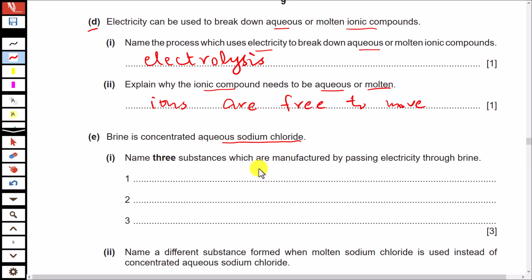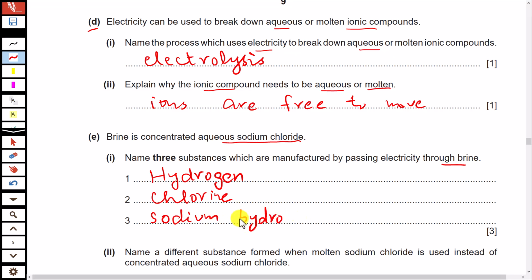Brine is concentrated aqueous sodium chloride. Name 3 substances which are manufactured by passing electricity through brine. When electricity is passed through concentrated aqueous sodium chloride, we get hydrogen at negative electrode, while chlorine gas at the positive electrode. Moreover, the sodium ion and hydroxide ions in the solution are combined together to produce sodium hydroxide. We have studied this in detail in chapter number 4, electrochemistry.